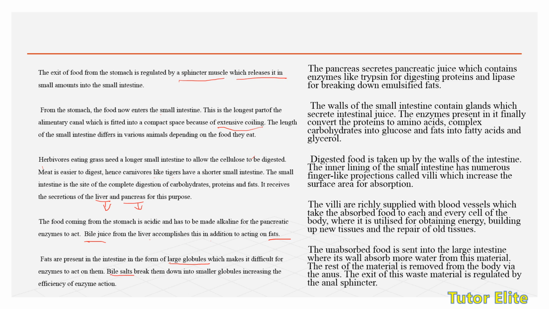So bile salts break them down into smaller globules, increasing the efficiency of enzyme action. So basically fats are broken down with the help of bile juice. The pancreas secretes pancreatic juice which contains enzymes like trypsin for digesting proteins and lipase for breakdown of emulsified fats.